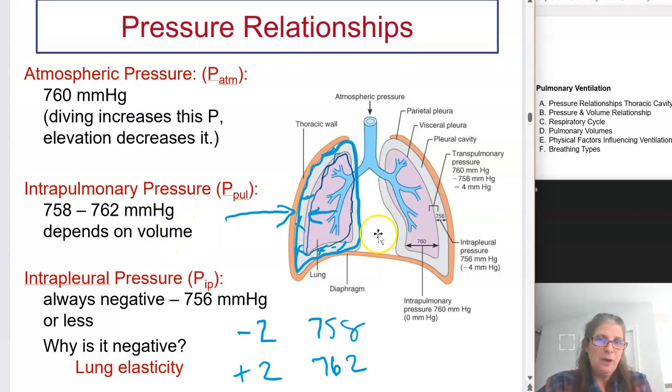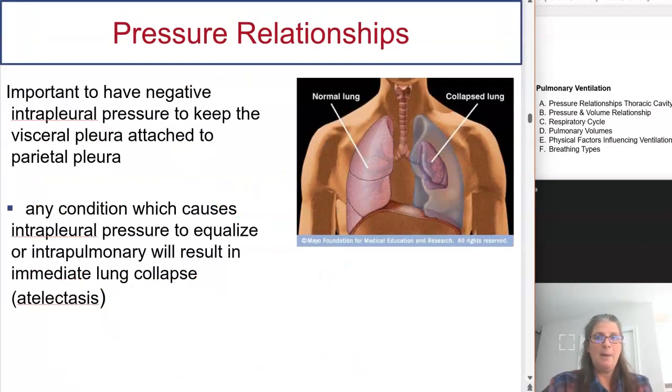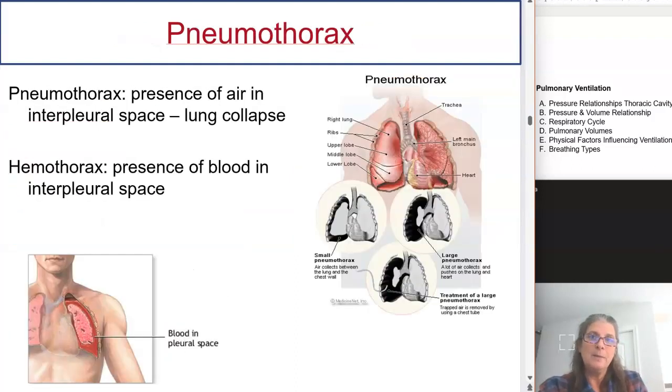Now, if anything disrupts this, if you have any kind of opening or any kind of trauma, then what happens is the air rushes in or the air rushes out, and now it's equal. Well, when it's equal, the lungs collapse immediately. And you can see the term for a lung collapse or collapsed lung is atelectasis.